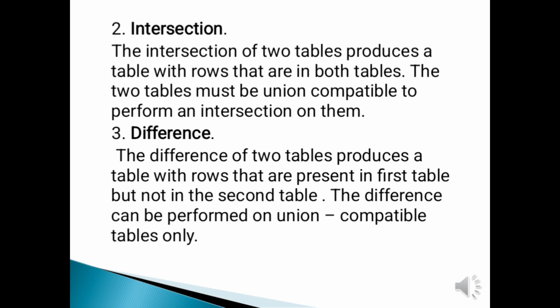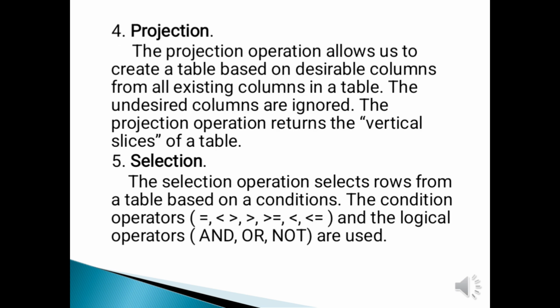Next one, intersection. The intersection of two tables produces a table with rows that are in both tables. The two tables must be union compatible to perform an intersection on them. Next one, difference. The difference of two tables produces a table with rows that are present in the first table but not in the second table. The difference can be performed on union compatible tables only.